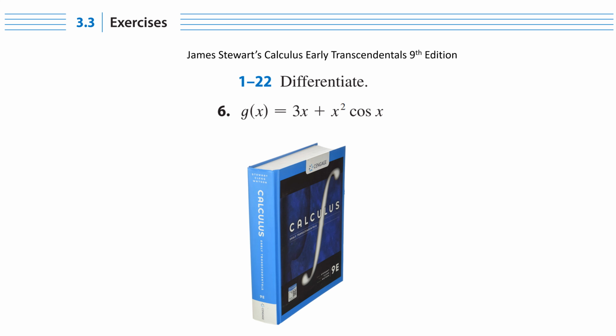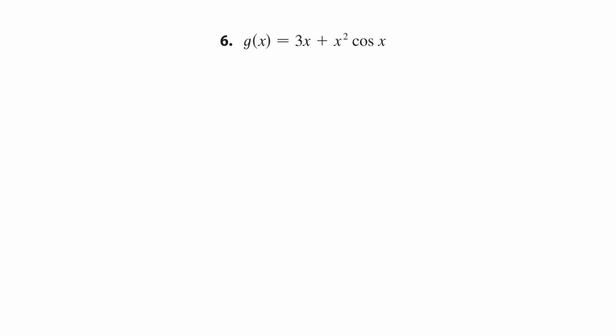This is question number 6. So it's a pretty simple question here. The instructions just tell us to differentiate, which means to take the derivative. And we're going to take the derivative of 3x plus x squared times cos x. So let's jump right in.